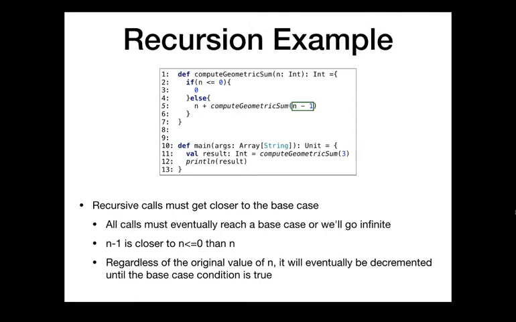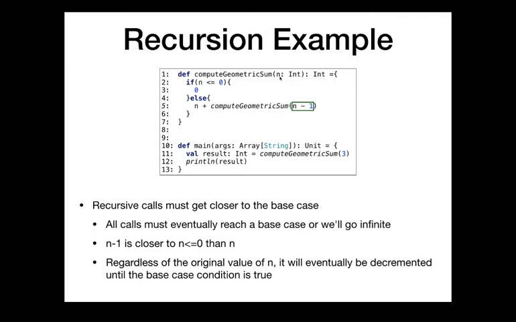And finally, making sure that our recursive calls get closer to the base case. This is so critically important. Our recursive calls have to get closer to the base case. If we don't get closer to the base case, we're going to hit infinite recursion. We're going to overflow the stack. We're going to blow things up pretty quick.